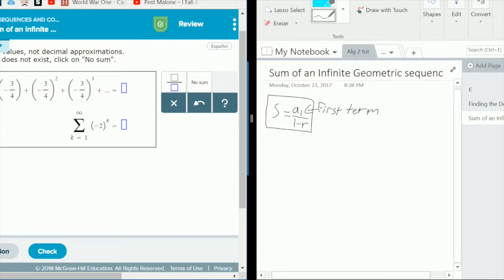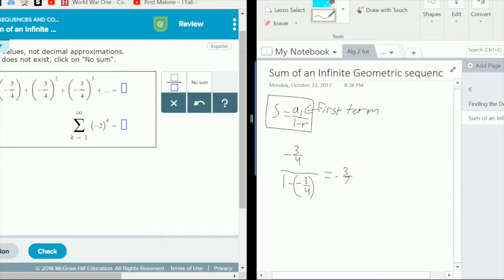So the first term is negative 3/4, so we'll do negative 3/4 as our first term. And then we'll put that over 1 minus r. So r is the number in the parentheses, which is also negative 3/4. So that would be 1 minus negative 3/4, which is just 1 plus 3/4. If we do this on our calculator, we get negative 3/7. This equals negative 3/7.